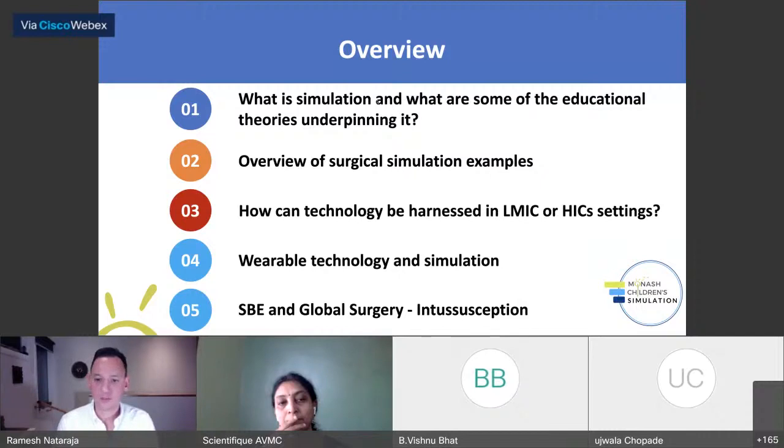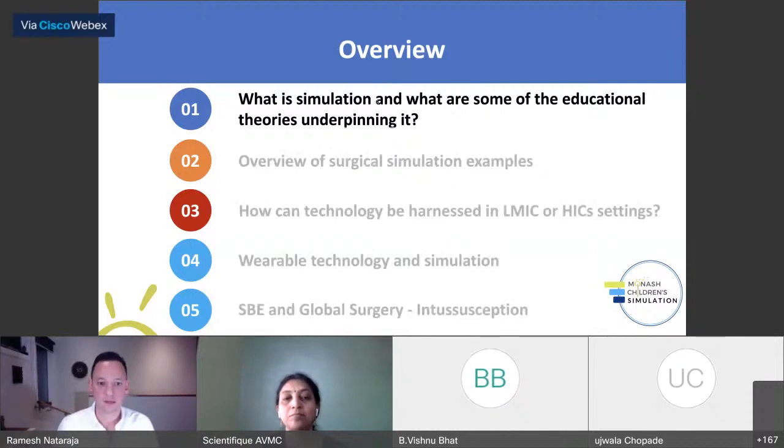How can technology be harnessed in either a low and middle income setting or high income setting? I'm going to be talking a bit about the future. A lot of our projects are now using wearable technology and how we're going to apply that to simulation. And then talk a bit about the global surgery stage, as we said, actual proof of clinical outcomes improving because of a surgical simulation intervention.